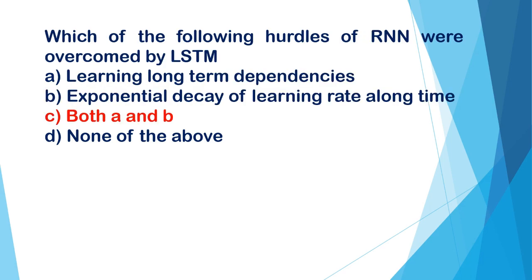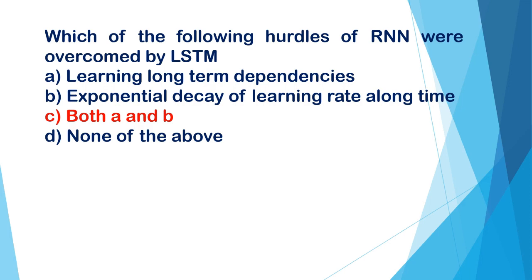LSTM. Which of the following hurdles of RNN were overcome by LSTM? A. Learning long-term dependencies, B. Exponential decay of learning rate along time, C. Both A and B, D. None of the above. And the correct option is C.